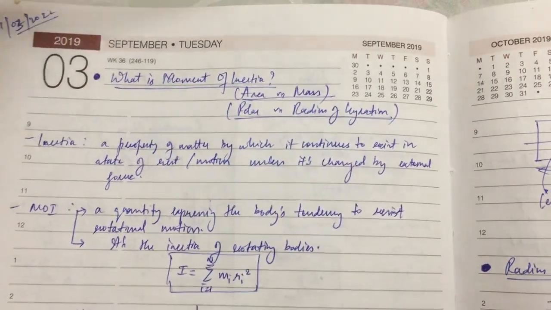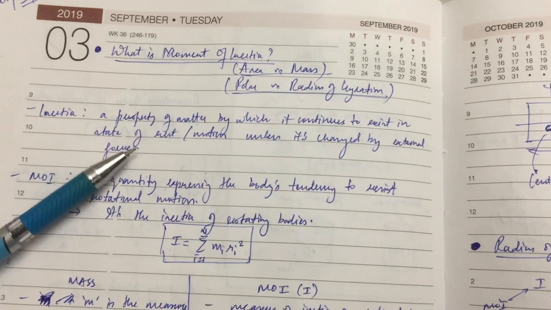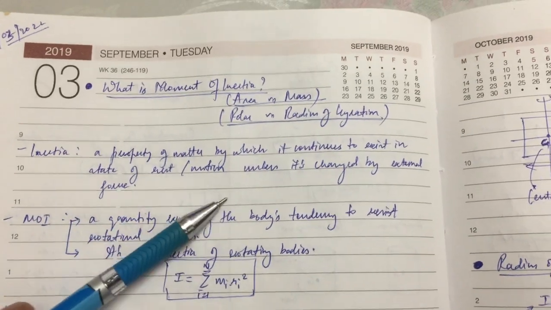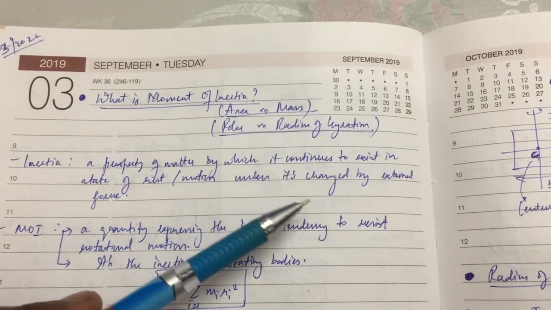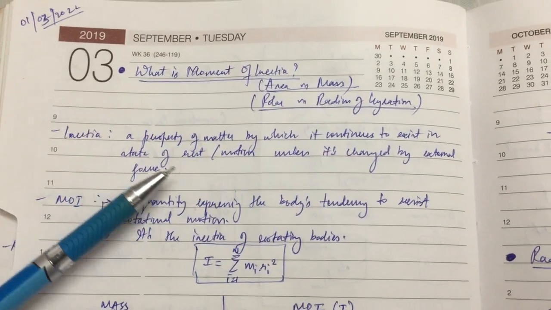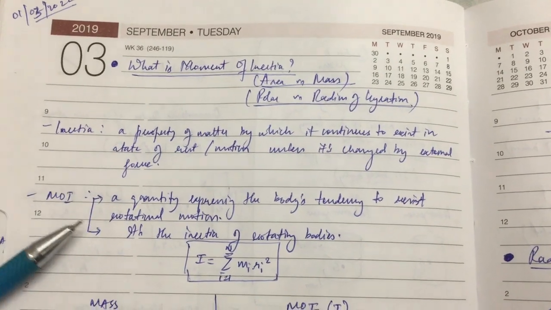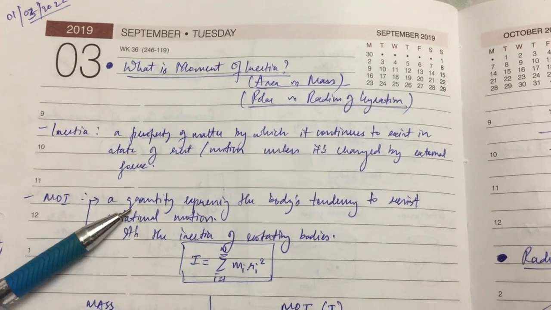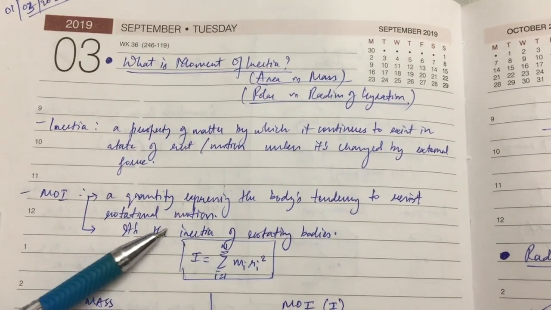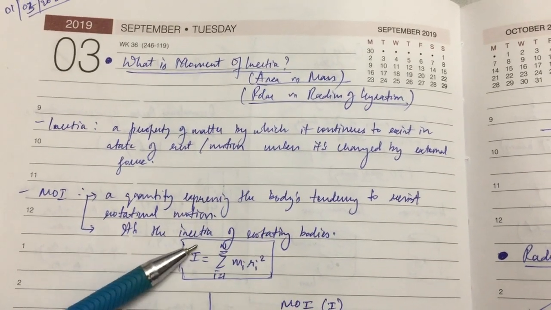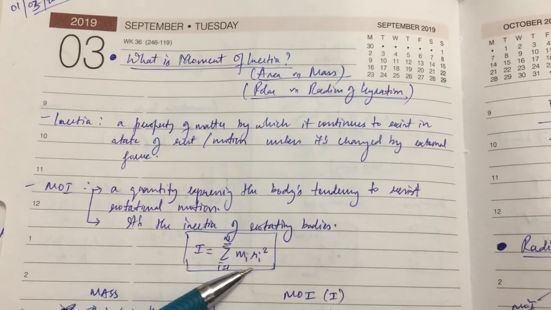Inertia is a property of matter by which it continues to resist the state of its rest or motion unless it is changed by external forces. That resistance to its state of being is called inertia. And what is moment of inertia? It is basically a quantity expressing the body's tendency to resist rotational motion. It is the inertia of rotating bodies. So inertia is nothing but m times r square.